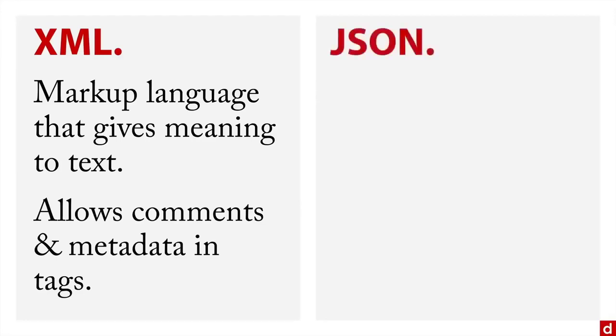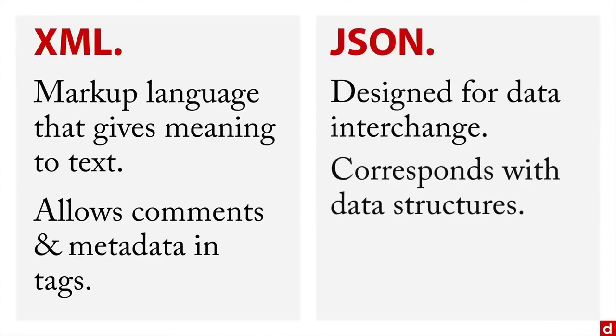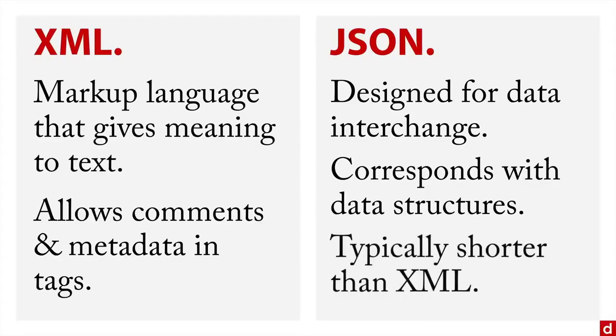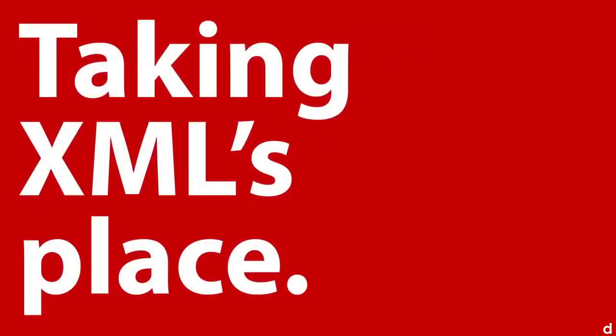JSON, on the other hand, is specifically designed for data interchange. And so it's got that special focus. And the structured JSON corresponds with data structures. It directly represents objects and arrays and numbers and strings and booleans. And that works really well with the programs that you use to analyze data. Also, JSON is typically shorter than XML because it does not require the closing tags. Now, there are ways to do that with XML, but that's not typically how it's done. As a result of these differences, JSON is basically taking XML's place in web data. XML still exists, still used for a lot of things, but JSON is slowly replacing it.